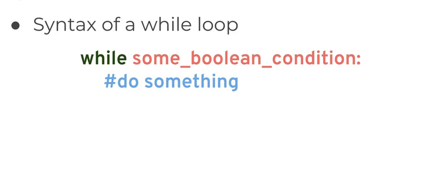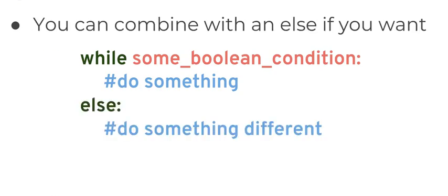condition is true. Now we can also combine a while statement with an else statement if we want. So I can say while some Boolean condition is true, do something, else, meaning once that condition is no longer true, or since the beginning it was no longer true, we do something different. Let's explore these concepts with some examples. Let's hop to a Jupyter Notebook.